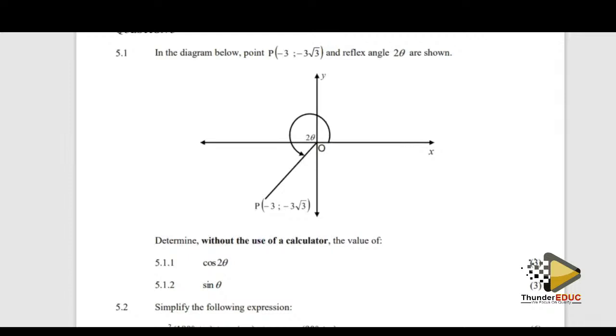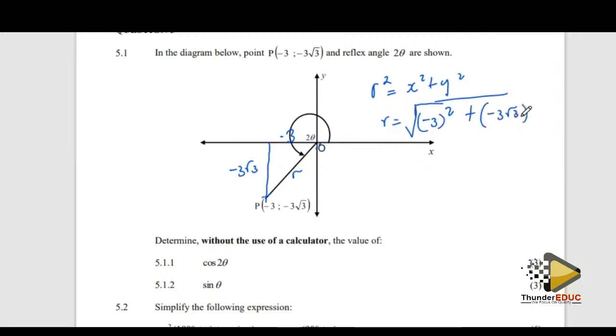So one thing that you need to remember is completing this triangle. So this -3 is for the x, and this -3√3 is for the y. Now we need to find the hypotenuse. That has to be our first priority. So from Pythagoras, we know it's x squared plus y squared. So I'm going to say square root of (-3) squared plus (-3√3) squared.